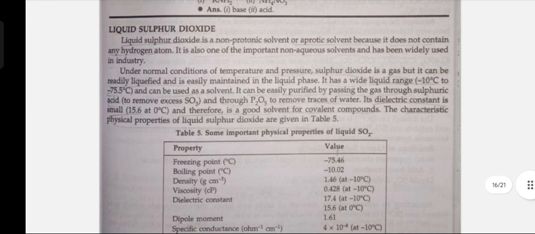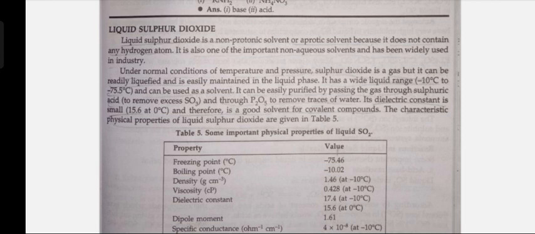Now let's study the second known non-aqueous solvent, that is liquid sulfur dioxide. Liquid sulfur dioxide is a non-protic or aprotic solvent because it does not contain any hydrogen atom. It is also one of the most known non-aqueous solvents used in industry. Under normal conditions of temperature and pressure, sulfur dioxide is a gas but can be readily liquefied and maintained in the liquid phase. It has a liquid range of minus 10 to 75.5 degrees Celsius and can be used as a solvent.